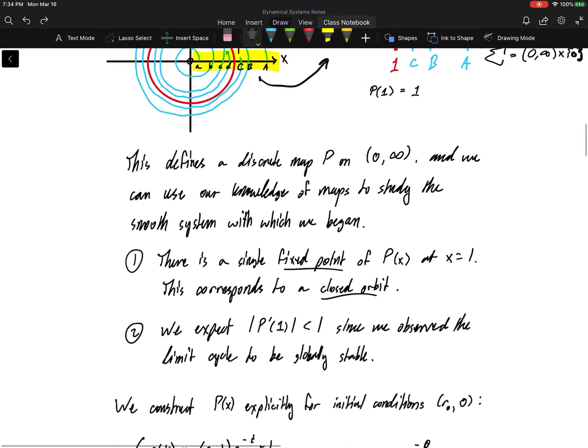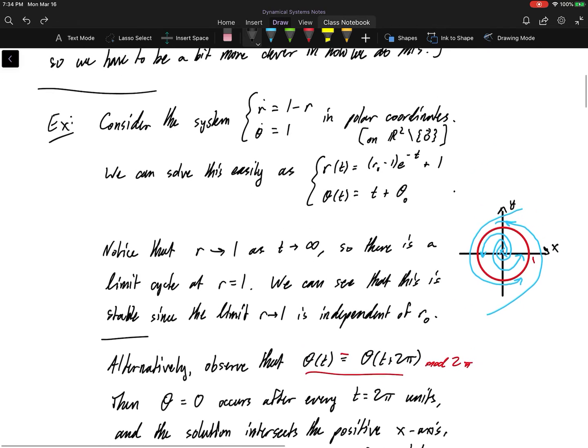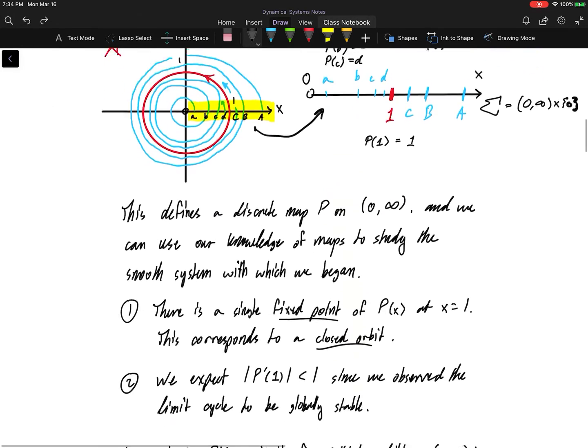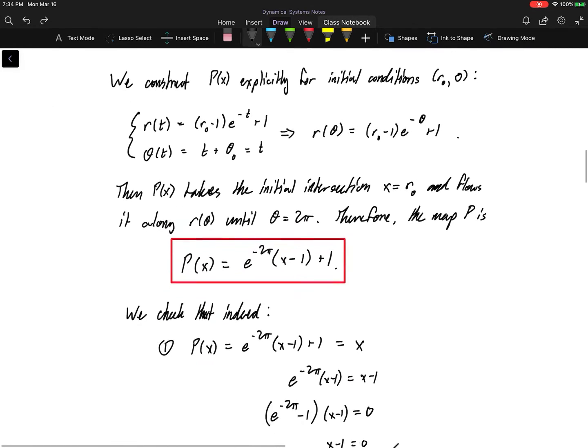Okay? And we can actually construct this P specifically, and this is why I chose this particular example, because the solution is particularly susceptible to us analyzing it and giving us a concrete example of what this map looks like. And if we do that, we can construct P of x specifically for an arbitrary initial condition starting at r0, 0. And r0, remember, has to be positive, right? I'm not including the origin in this example, but I very well could.